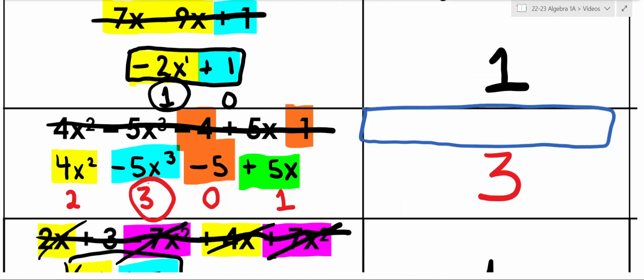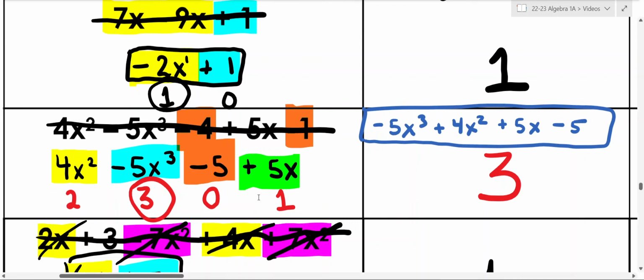All right, so out of the 4 terms, the highest degree is the negative 5x cubed, so that one goes first. Then the 4x squared, and remember I told you, you can't just write 4x squared, it looks awkward. It's a positive 4, so you gotta put that plus sign there. Then the plus 5x, and then finally that constant. There you go. Now it's in standard form, highest degree to lowest degree.